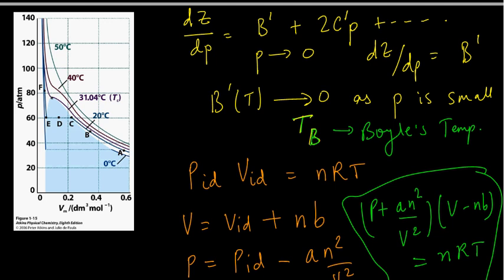And if it gives you three values, that means it's going to be something like this. Then it cuts across and then goes back. Right? That's not possible. That's a shortcoming of the Van der Waals equation. Okay.